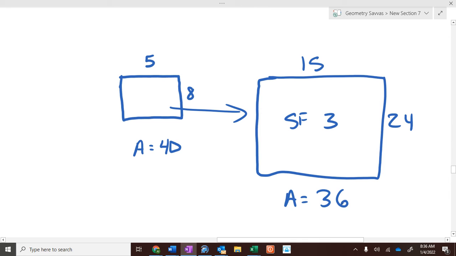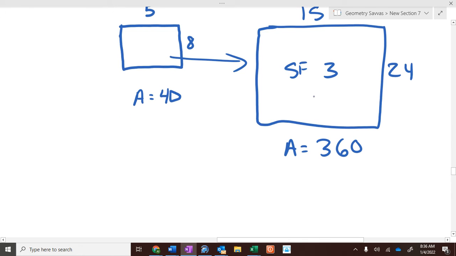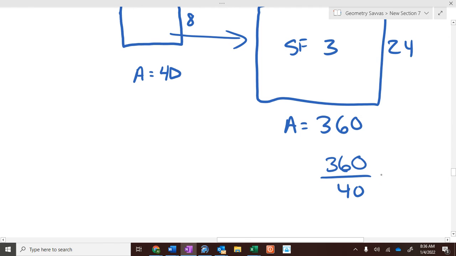360. Okay? Now, let's look at the ratio of the areas. This one's a new one. So 360 over the original one, 40. What's 360 divided by 40? 9. So we have a scale factor of 3, which leads to a ratio of areas of 9.